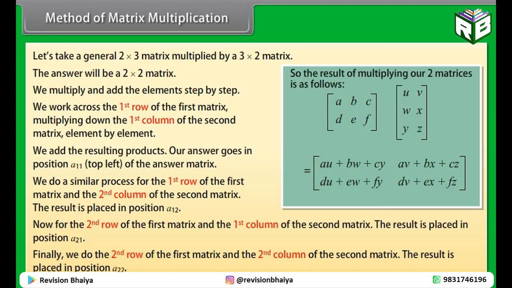So, the result of multiplying our two matrices is: the matrix, first row A, B, C, second row D, E, F, times the matrix, first row U, V, second row W, X, third row Y, Z, produces the matrix, first row AU plus BW plus CY, AV plus BX plus CZ, second row DU plus EW plus FY, DV plus EX plus FZ.